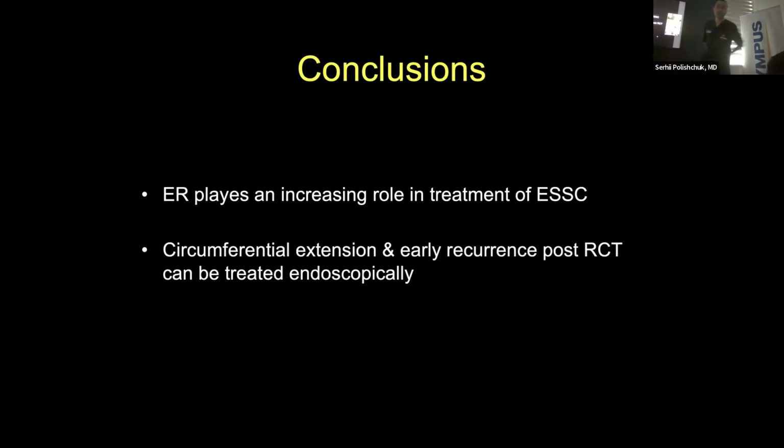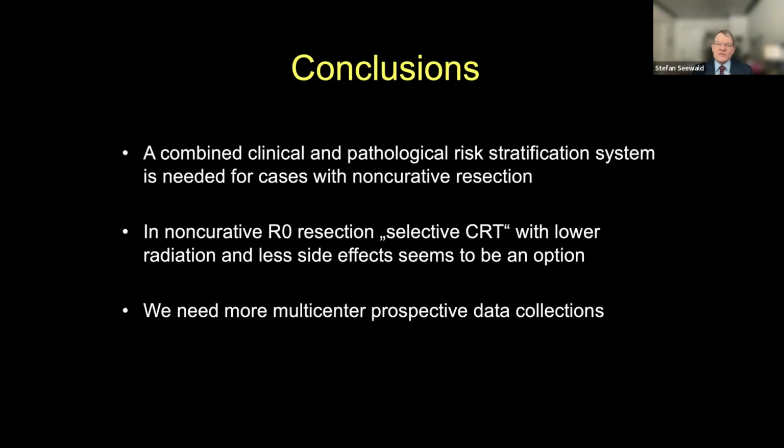Yes, and conclusion, dear professor. Okay, so let me conclude. Endoscopic resection plays an increasing role in the treatment of early squamous cell esophageal cancer. Circumferential extension and early recurrence after radiochemotherapy can be treated endoscopically. We need a combined clinical and pathological risk stratification, especially for the cases with non-curative endoscopic resection. And in a non-curative or R1 resection, we can perform a selective chemoradiotherapy with lower radiation and less side effects. This seems to be a good option. And for sure, we need more multi-center prospective data collections.